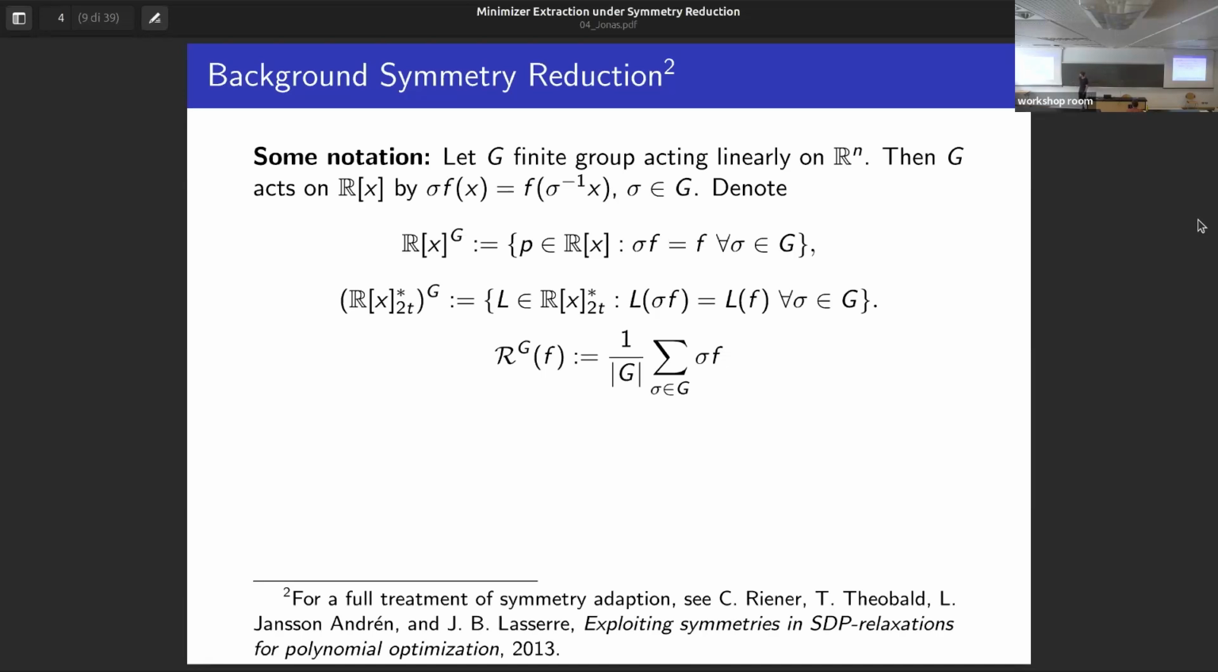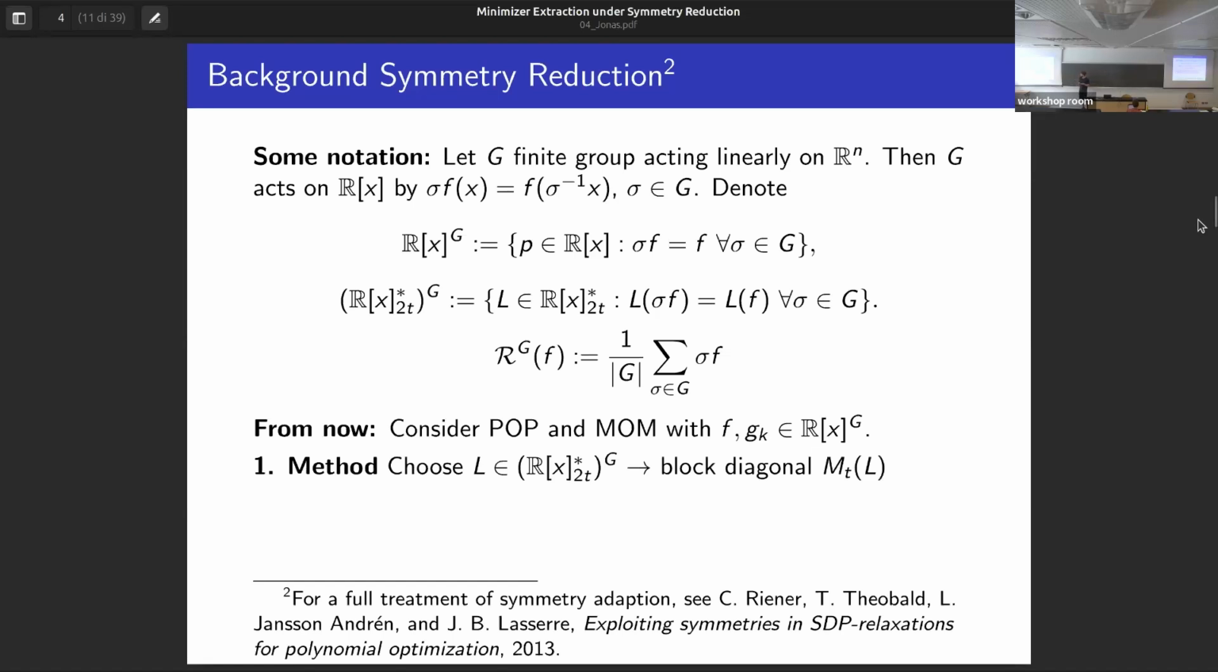Okay, and then there are two different symmetry reduction techniques which are relevant to us. From now on we will just assume that our polynomial optimization problem is invariant, in the sense that the target function and the constraining polynomials are invariant. And then there are two ways to exploit this. The first one is that you can, without loss of generality, assume your linear functional to be constant on orbits by an averaging argument. And then you want to pick a smart basis which block diagonalizes your moment matrix, which would give you a speed up if you implement this as a semi-definite program.